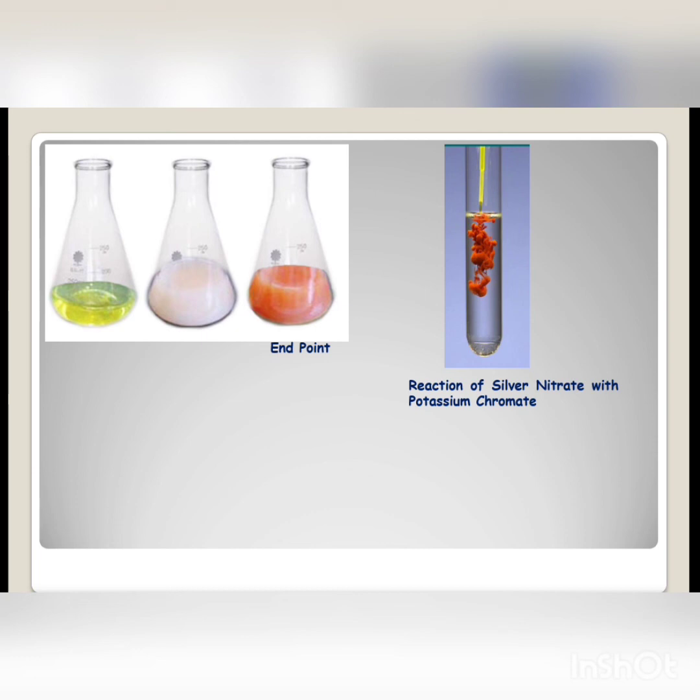So the silver nitrate solution from this bottle we have to fill in a burette, and in the fourth part we have to do the titration of the silver nitrate solution with the conical flask solution. At the end point this yellow color will turn to reddish brown color, and this is your end point. So this is a small procedure chart showing how the color changes.